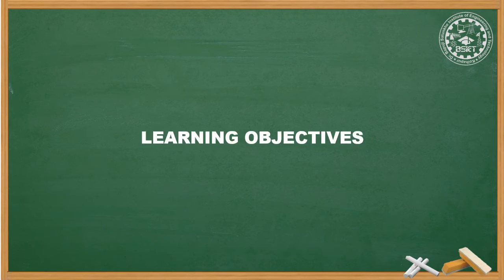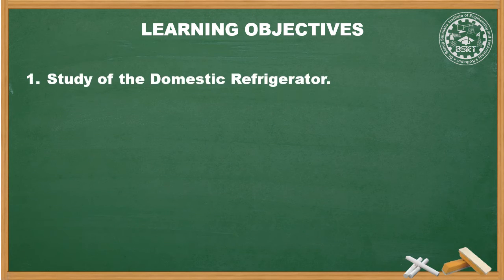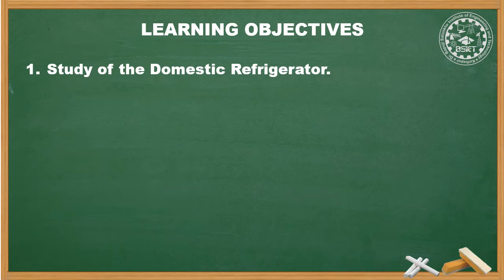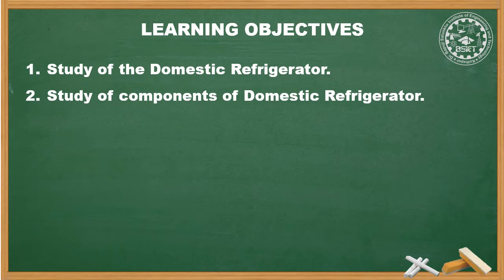The learning objectives for today's session are: number 1, study of the domestic refrigerator. In this session, we are going to study the domestic refrigerator, its components, and how the refrigerating effect works. Second, study the components of a domestic refrigerator. The main components of a domestic refrigerator, and the components useful for refrigeration and air conditioning systems, will be studied in today's session.